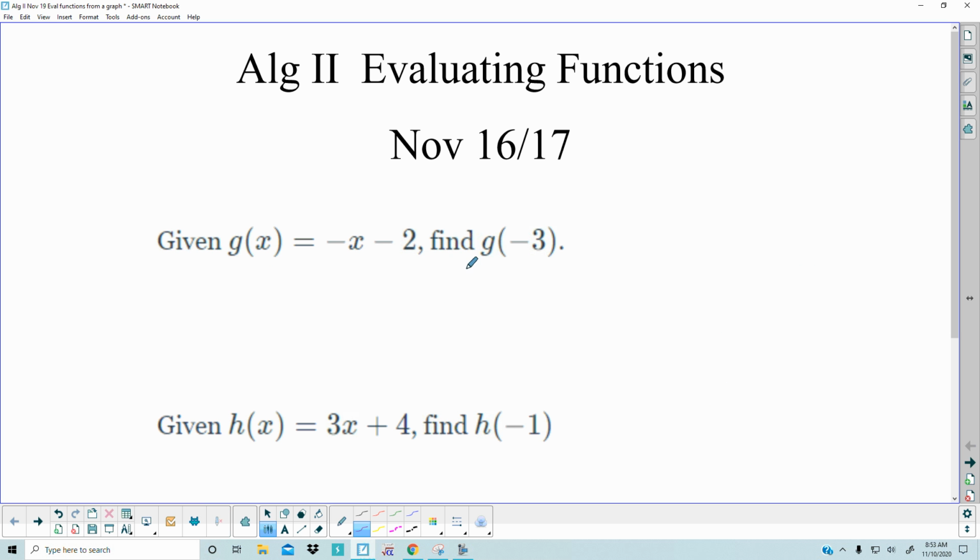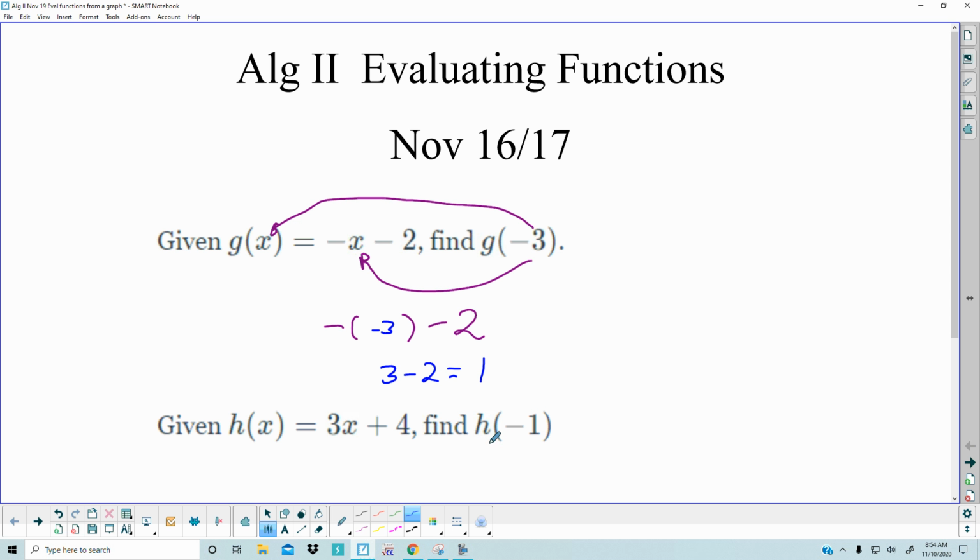So when you go to do these, it says find g of negative 3. It's just saying they've put a negative 3 in for the x. So that's all you need to do is insert a negative 3 for the x. So it's negative, whatever you're filling in for x, and the x that you're filling in is negative 3. So that's 3 minus 2 is equal to 1.